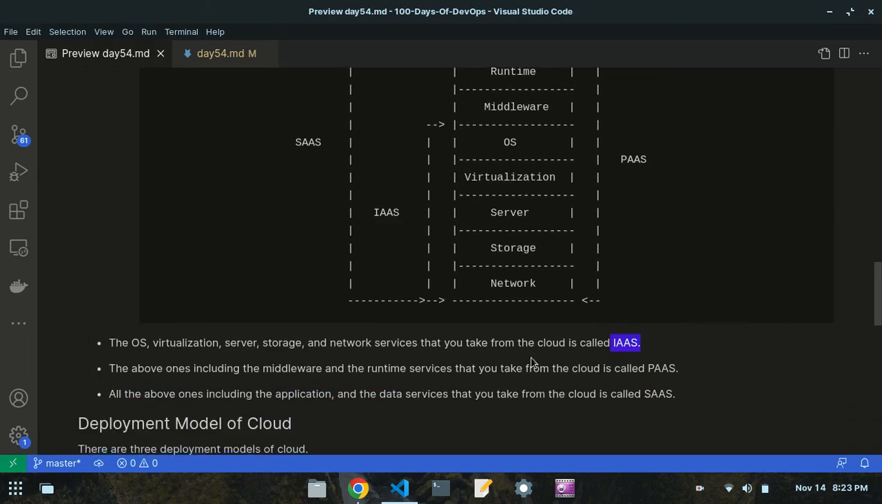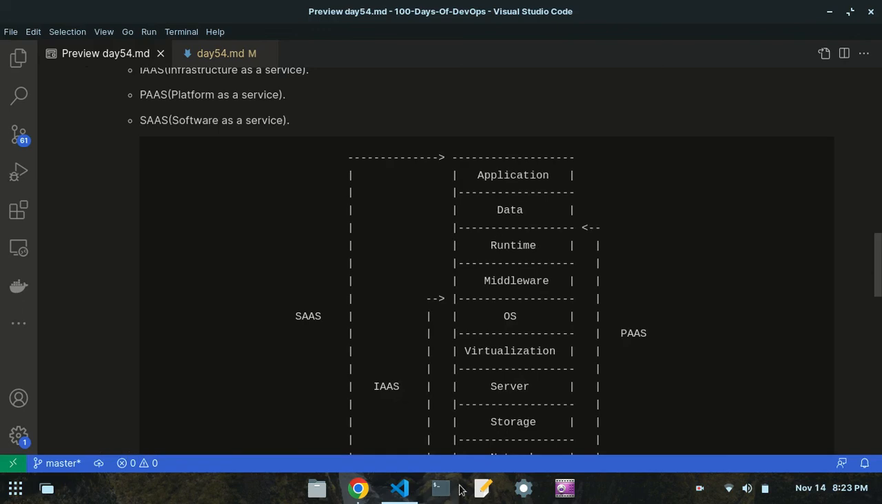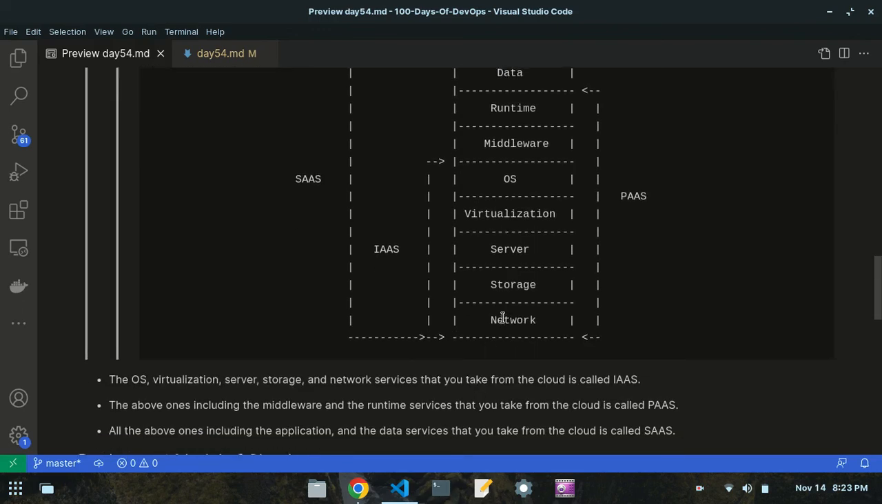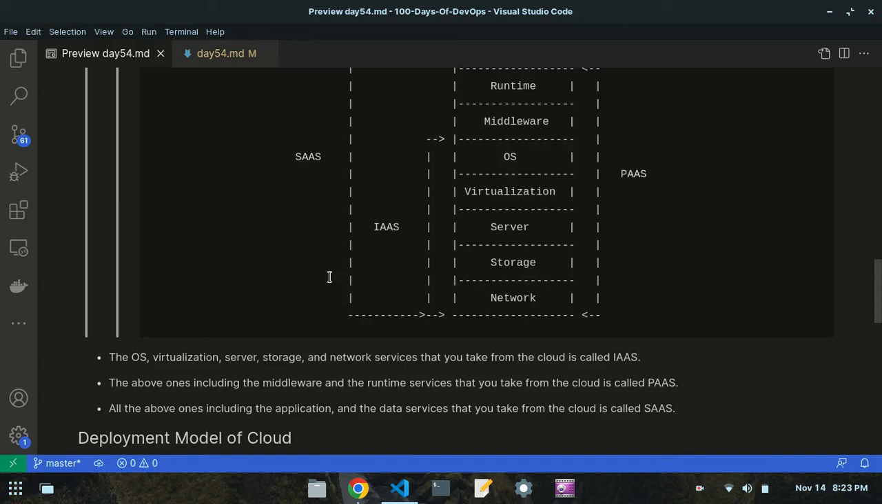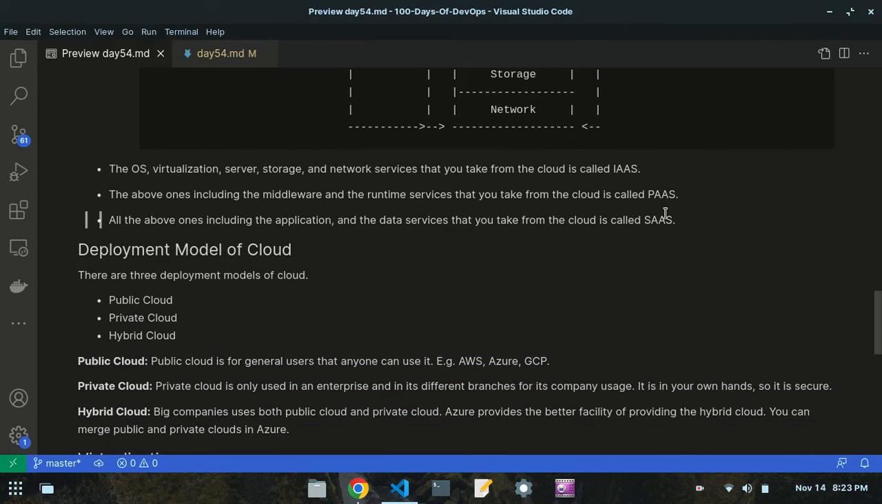Alright, so if you take from the cloud, it's called PaaS, meaning platform as a service. After that, all the above ones, including the applications and the data services that you take from the cloud, is called SaaS. So all the services that you will start from the network to the application will be called SaaS, or software as a service.